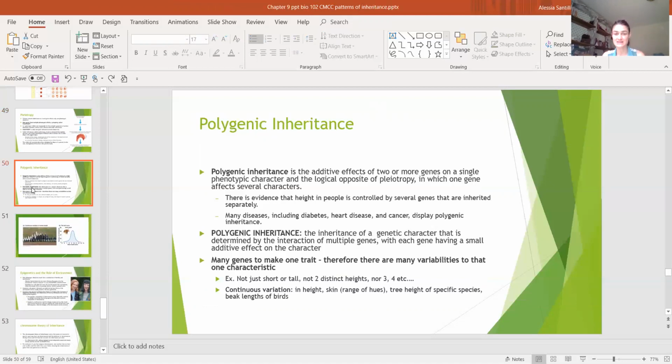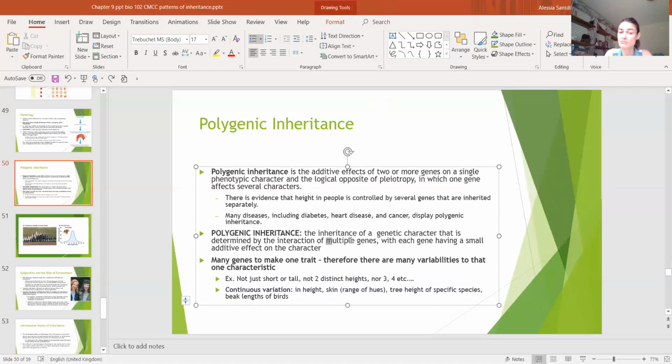Polygenic inheritance is basically when more than one gene is going to contribute to one specific phenotype. Okay, so it's the inheritance of a genetic character that is determined by the interaction of multiple genes, with each gene having a small additive effect on the character. An example of this would be human height. We don't have just one single gene that tells us how tall we are going to be in our adult life. We have many, many genes.